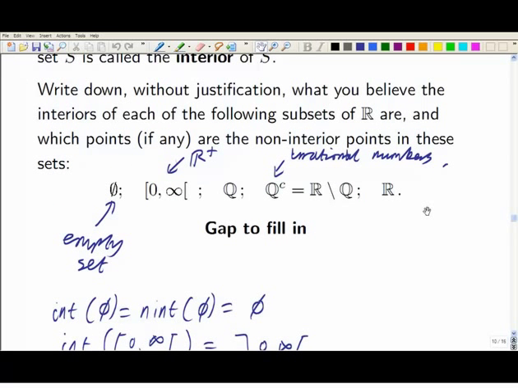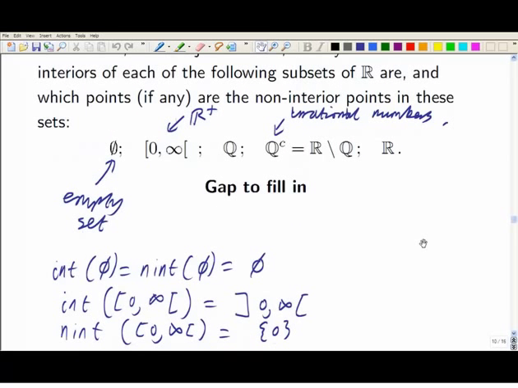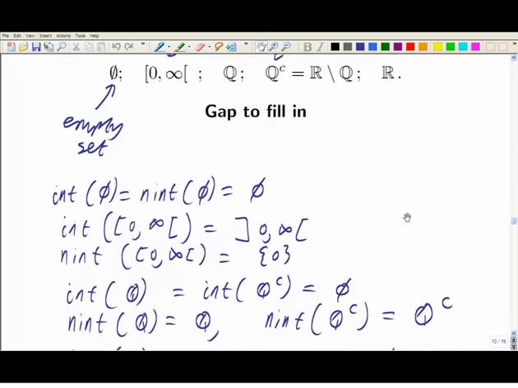So at the end of last time, we were having a look at these few sets, and I told you the answers as to what the interior points and the non-interior points were. I may have said at least one of them wrong verbally, but here I've written them down correctly. The interior of the empty set and the interior of the empty set were both empty. And then we had the next set, which we talked about. The only non-interior point of R plus was the point 0.